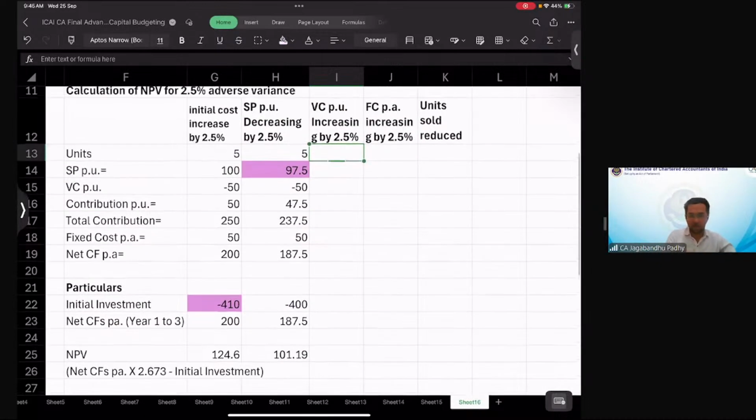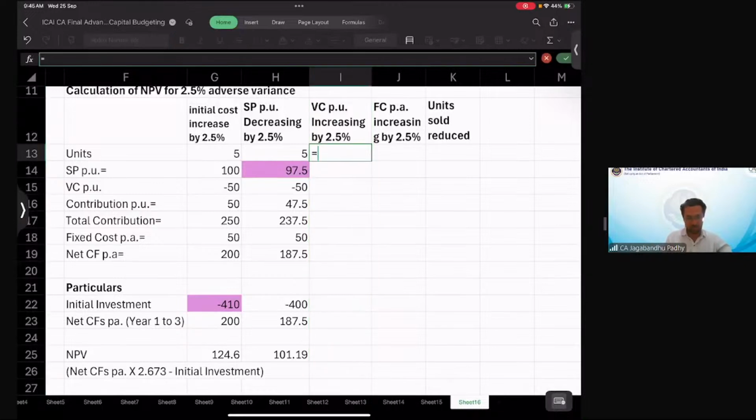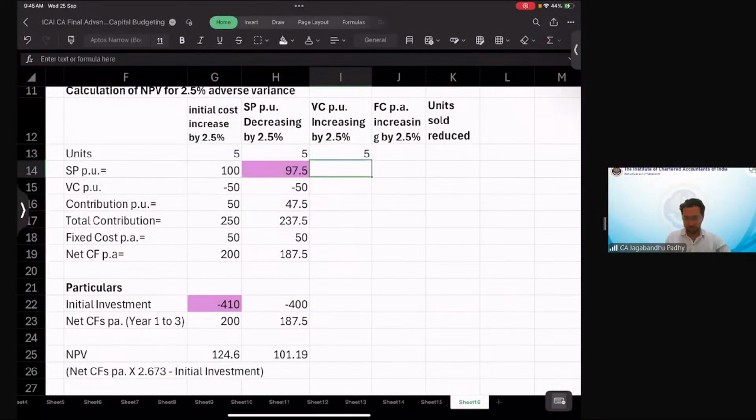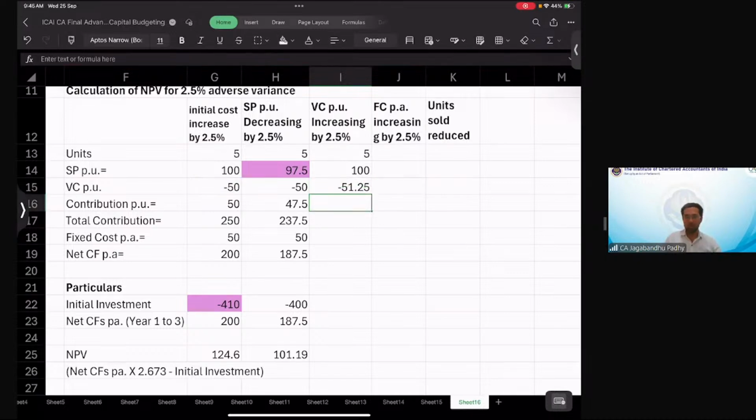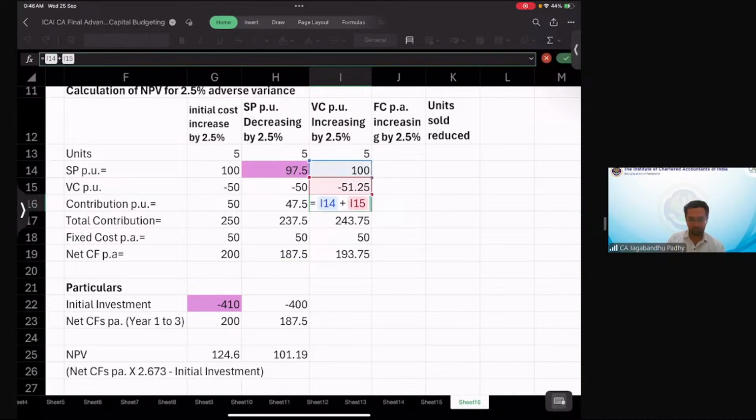Now, variable cost increasing by 2.5%. So units will remain same. Sale price will remain same, but variable cost is going to increase by 2.5%. So the new variable cost is 51.25, right? So of course, contribution is going to change, and then the total contribution also is going to change.